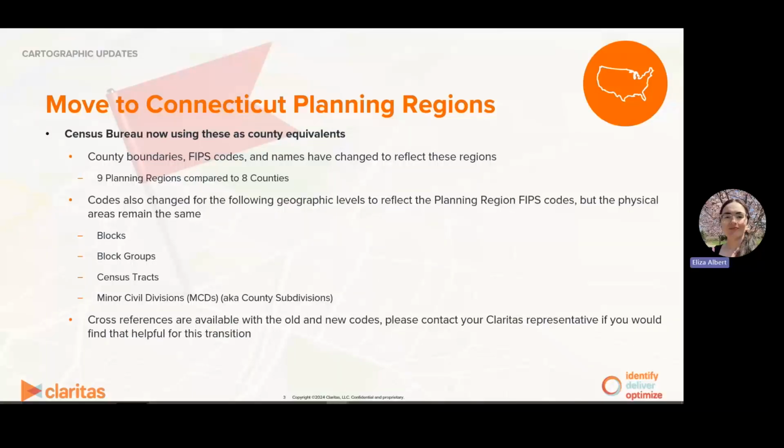And this includes blocks, block groups, census tracts, and minor civil divisions, or MCDs, which are also known as county subdivisions. And cross-references are available with both the old and new FIPS codes for these, so please contact your Claritas representative if you would find that helpful for this transition.